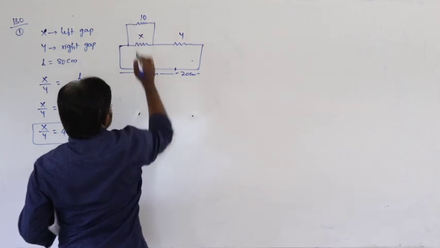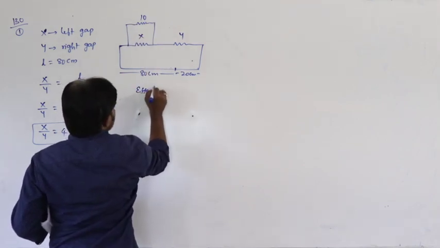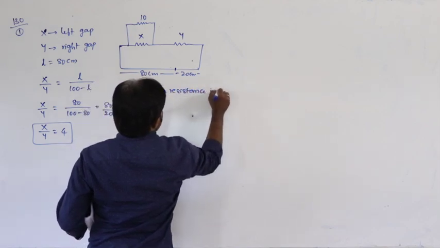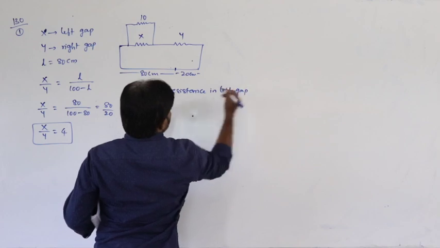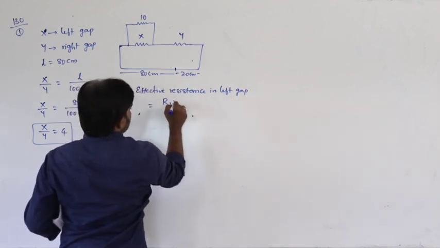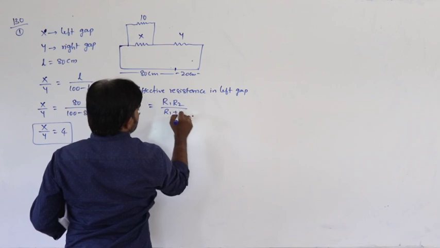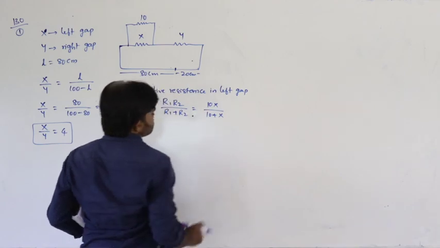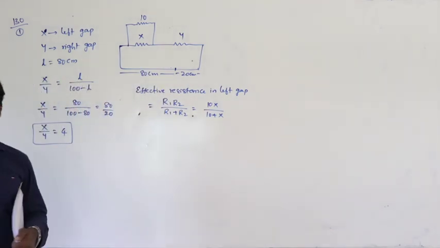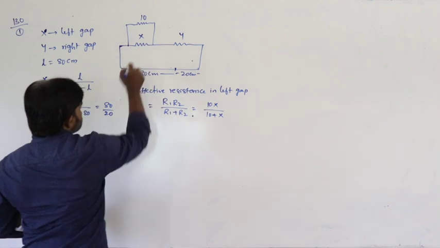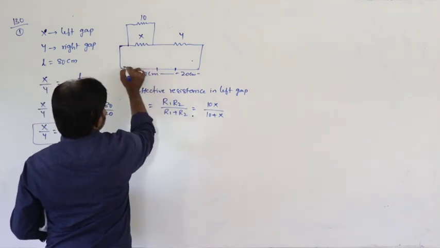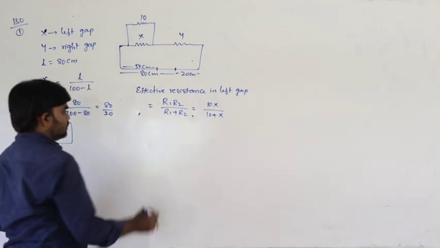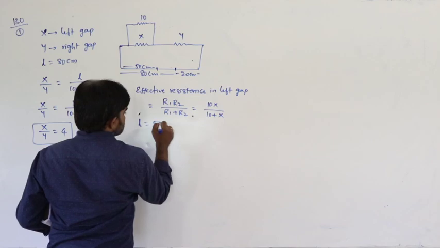What is the effective resistance here? Effective resistance in the left gap now. So that is equal to the general formula R1 R2 by R1 plus R2, which is 10x divided by 10 plus x. Now in this situation the balancing length shifts to 50 centimeters. That is, L is given as 50.